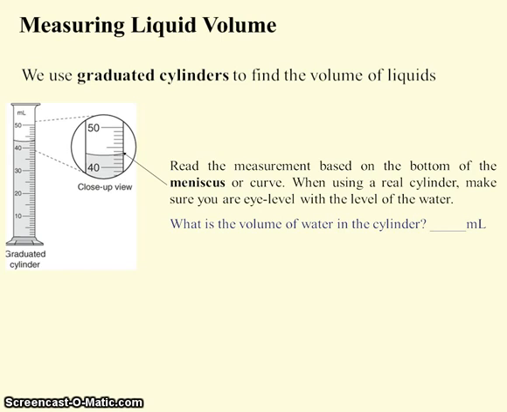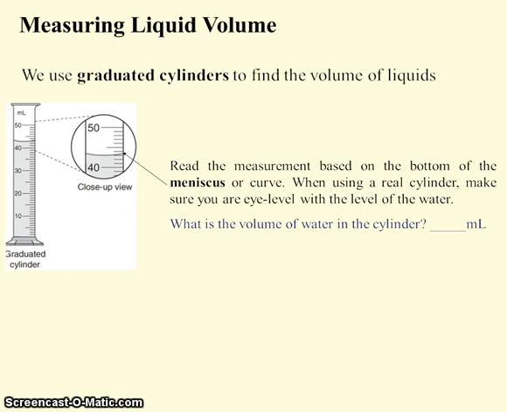Remember, when we are using a graduated cylinder, you must always be at eye level with that liquid. Another thing to take into account is we always read the bottom of the meniscus. So, what is the volume of water in this graduated cylinder? If you said 43 milliliters, you would be correct.